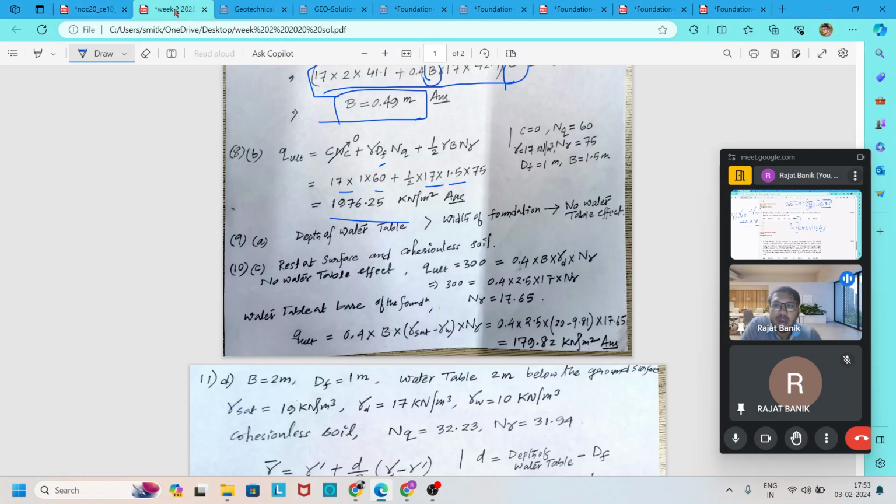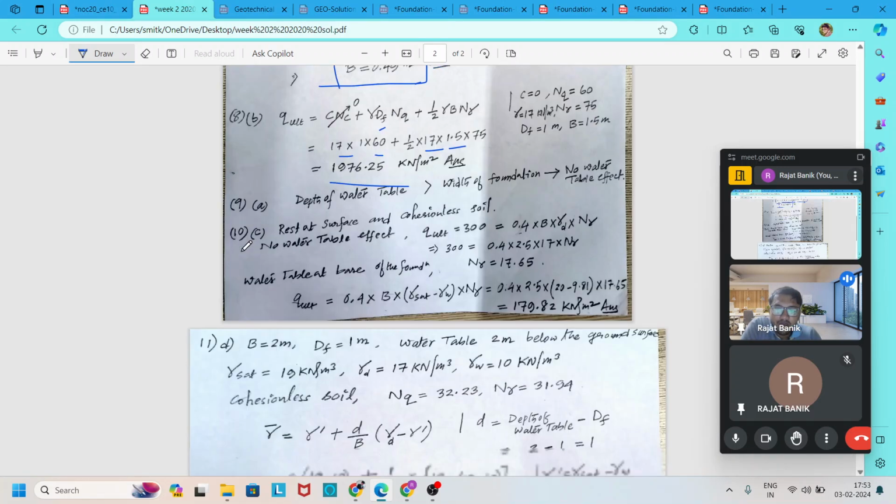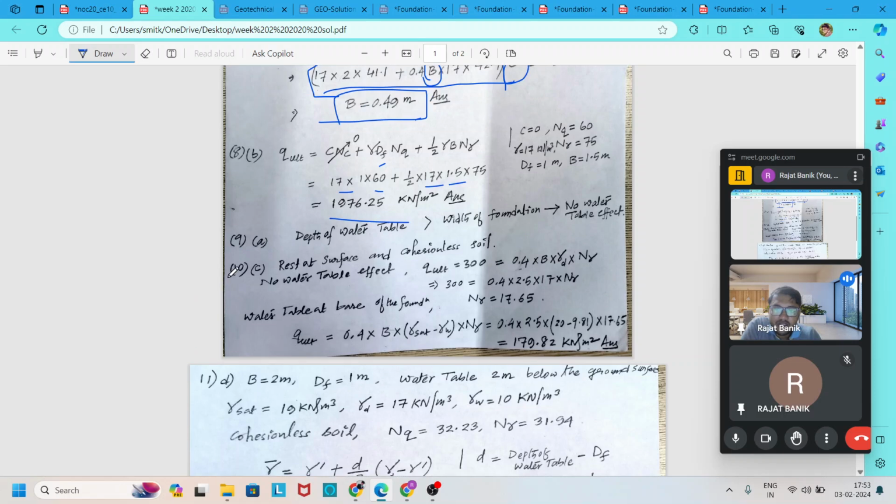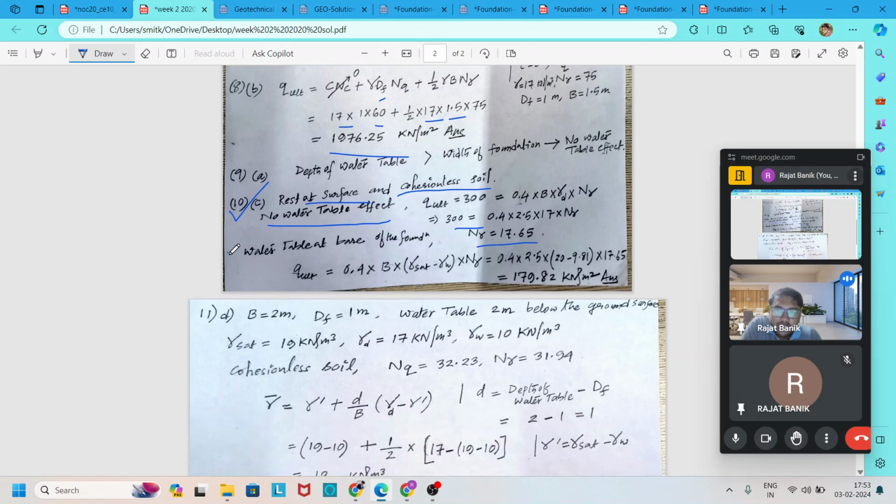Putting all values, the answer is 179.75. I also solved it here in a very short way. You can see here: resting at the surface, cohesionless soil, no water table effect, we find N gamma is 17.65. After the water table at the base of the foundation, the modified gamma d becomes gamma dash, and if we put all these values, the answer is 179.82.